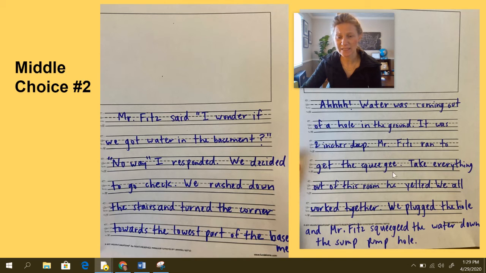Mr. Fitz ran to get the squeegee. "Take everything out of this room," he yelled. We all worked together. We plugged the hole and Mr. Fitz squeegeed the water down the sump pump hole.